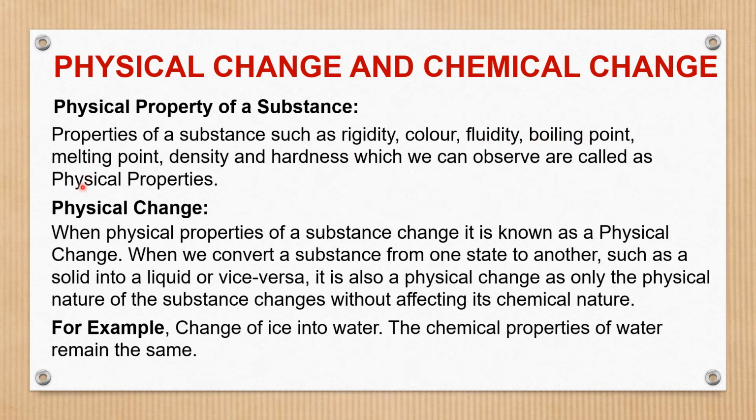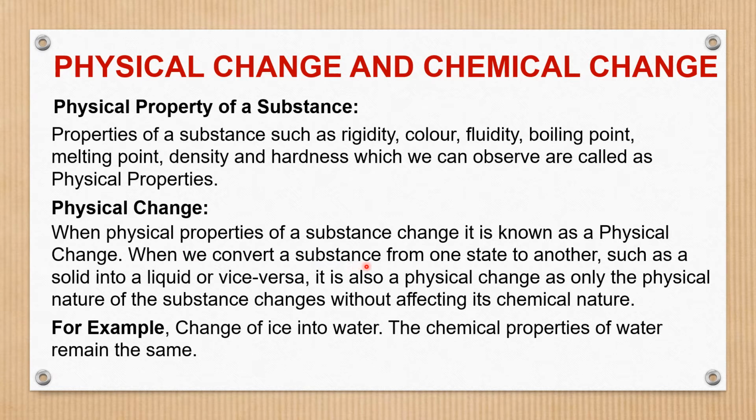Now we see what is a physical change. When physical properties of a substance change, it is known as physical change. It's very easy. Physical properties, that is rigidity, color, fluidity, etc., are called physical properties. So any change of that physical property, we can call it a physical change.